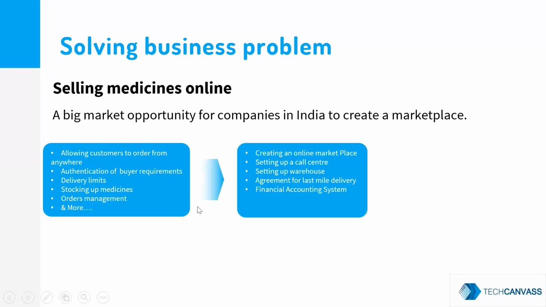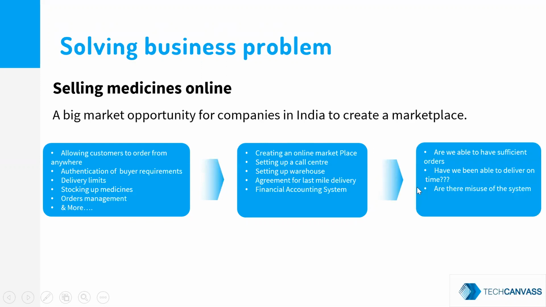What is the next step? The next step is to see how these problems can be addressed or how this can be implemented. So for that, possibly you need to create an online website, which is so obvious. You need to set up a call center where people can call in case there is a problem. It might include setting up a warehouse. It could include agreement for last mile delivery. That means delivering it from the main center to the local colonies and societies, and managing the finances by having a financial accounting system.